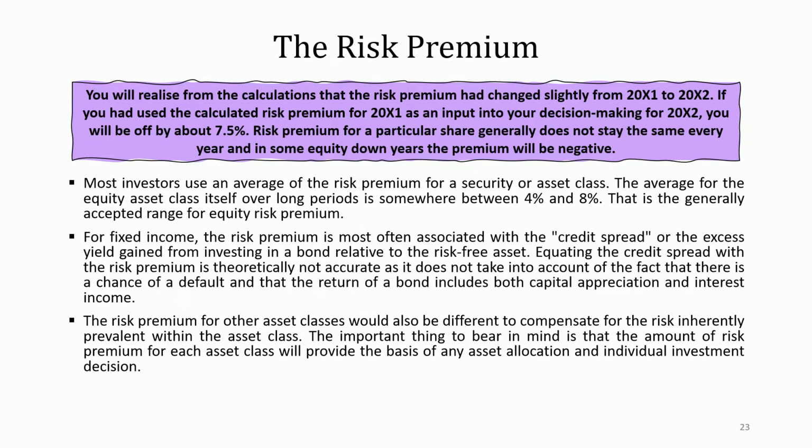For fixed income, the risk premium is most often associated with the credit spread or the excess yield gained from investing in a bond relative to the risk-free asset. Equating the credit spread with the risk premium is theoretically not accurate, as it does not take into account the fact that there is a chance of a default and that the return of a bond includes both capital appreciation and interest income.